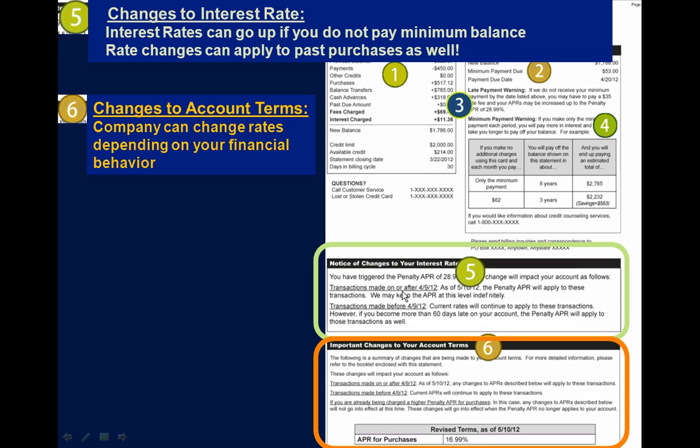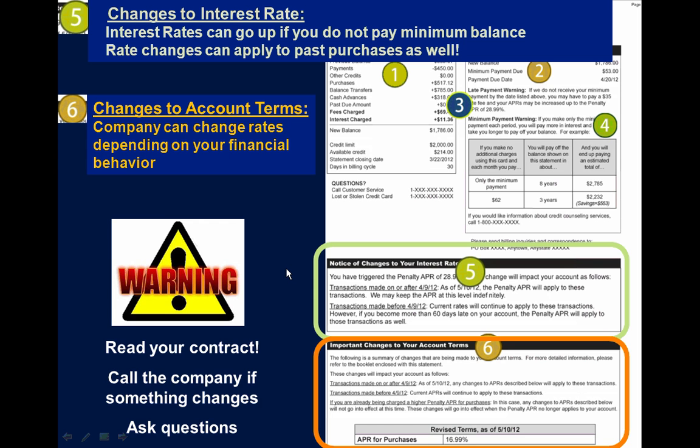Pay the balance or your rate can go up. And so something you bought 2 months ago, you might pay much, much higher interest rates on that purchase if you're carrying that balance forward. None of these issues apply if you pay off your balance in full every month. All right, so read your contract. Call the company if something changes. Ask a lot of questions.